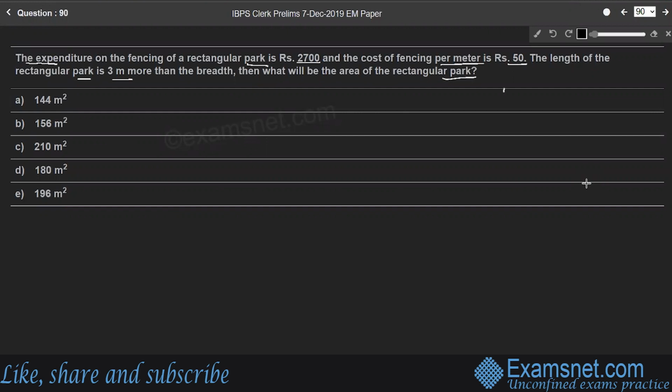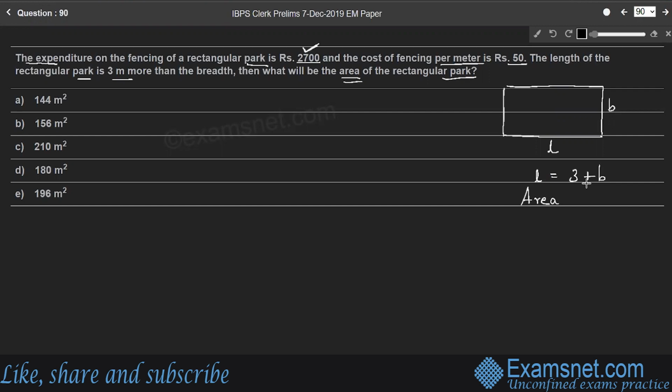Here, let us consider rectangular park. Right. So which has length L and breadth B. Right. So it is given that length of the rectangular park is 3 meter more than the breadth. So here length is equal to 3 plus B, 3 meter more than the breadth. Right. Then what will be the area of the rectangular park? We have to calculate area based on the values given.